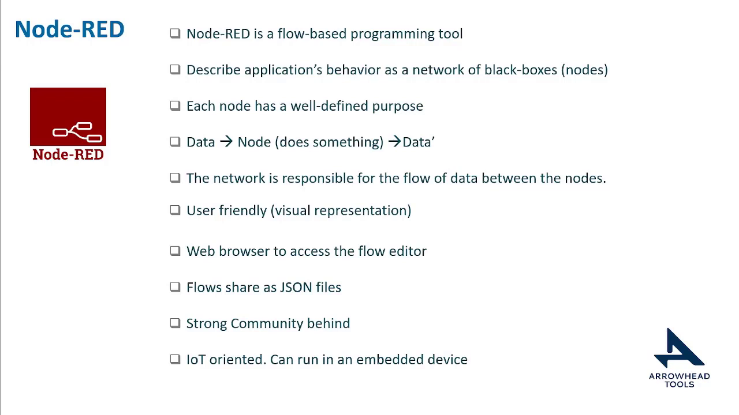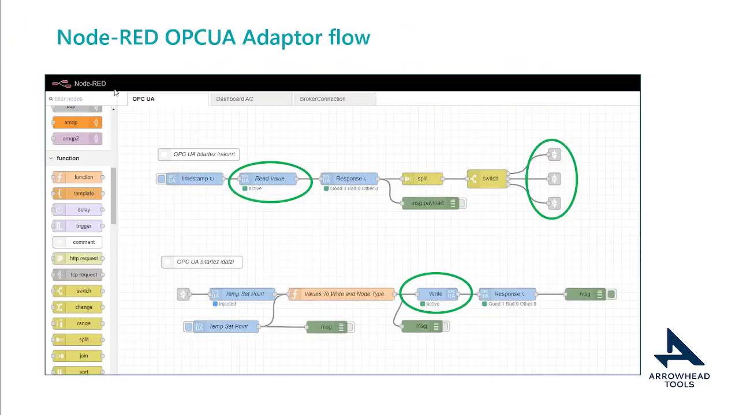NodeRED is user-friendly. A web browser can be used to access the flow editor. Flows are shared as JSON files. NodeRED has a strong community behind, and it's very much IoT-oriented. NodeRED can be run in an embedded device. We can implement almost anything in NodeRED.